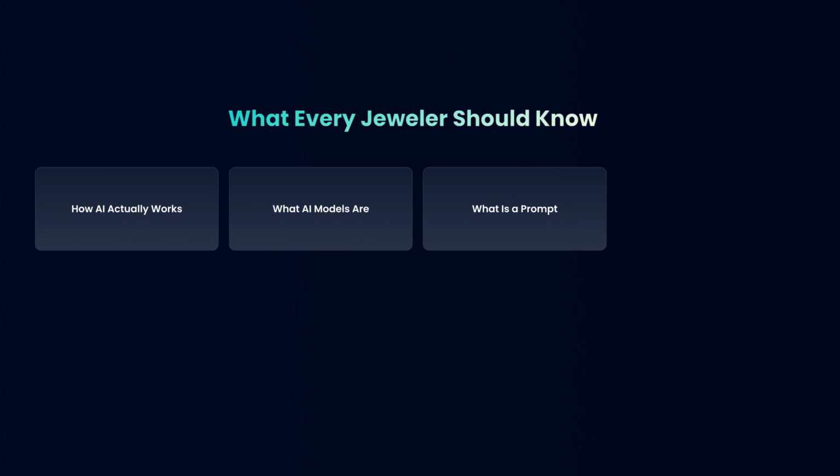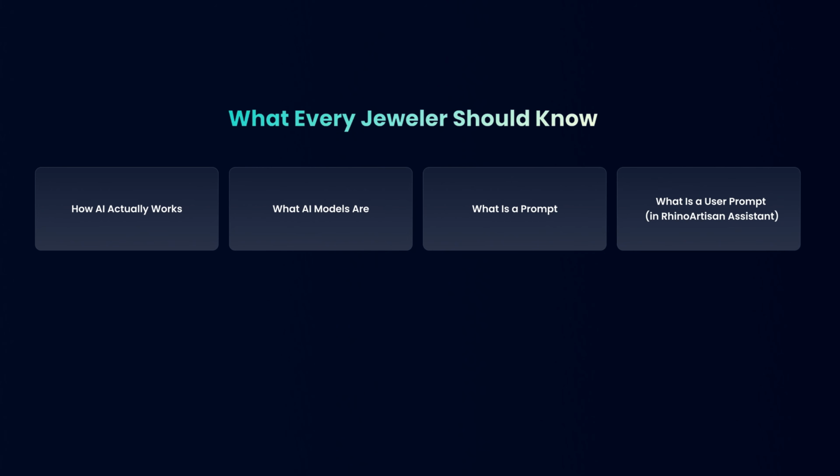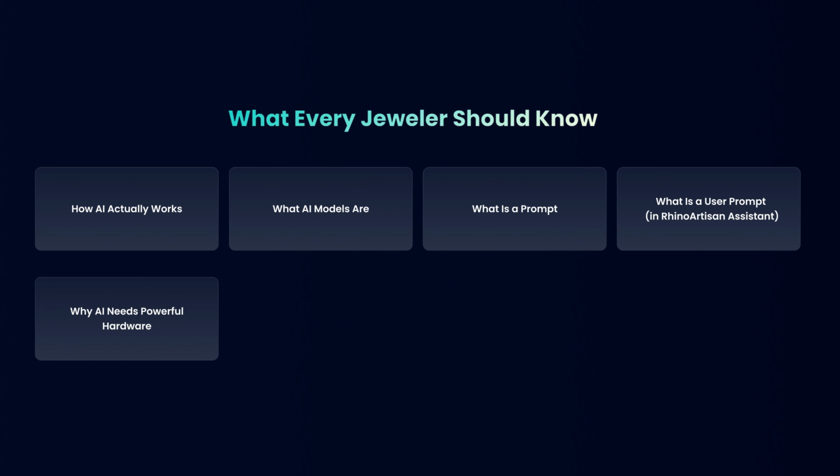A prompt is the instruction we give to the AI. User prompts allow us to train Assistant with our own documentation, rules, and production standards. All this knowledge stays on your computer and is never shared. Running AI locally requires hardware. A dedicated GPU is recommended, especially for more complex models. We will review system requirements in detail later.